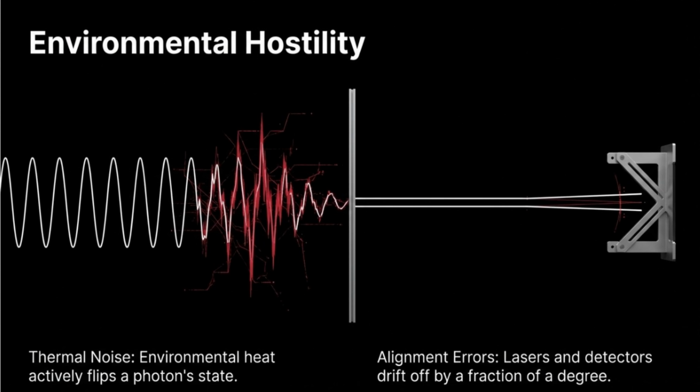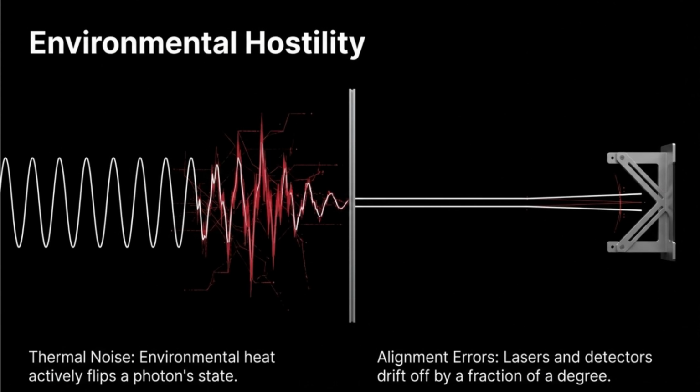In the quantum realm, the primary enemy is environmental hostility. Even the most advanced fiber optic networks are subject to the laws of thermodynamics. On the left of your screen, you see the impact of thermal noise. This is ambient environmental heat. At a microscopic level, this energy can interact with a photon, actively flipping its quantum state. When that photon reaches John, it's no longer carrying the information Jennifer sent.